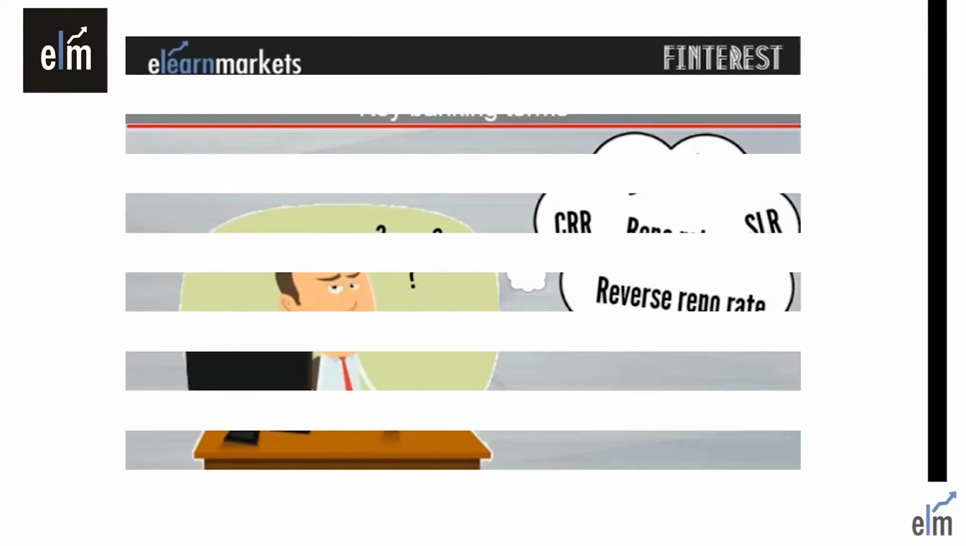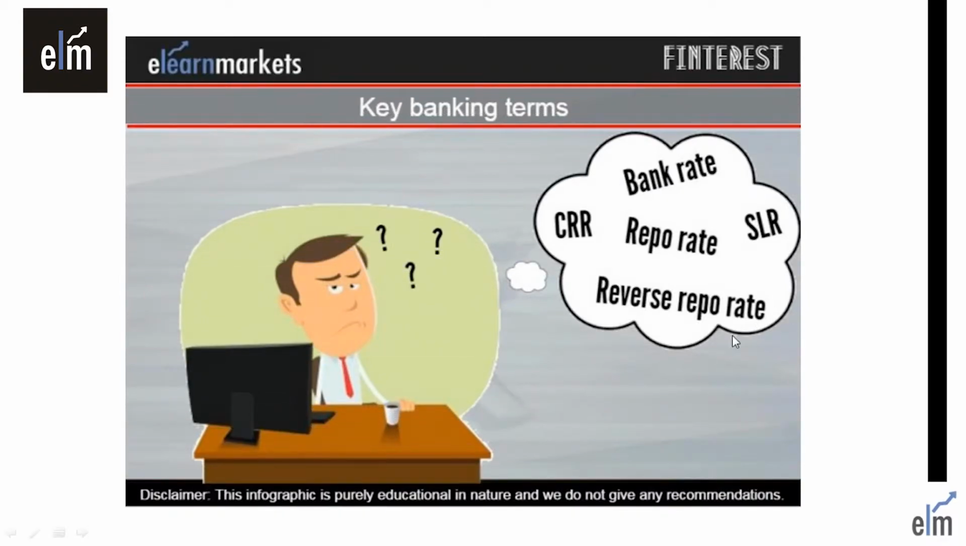Now let us understand the various instruments under the monetary policy. These are the CRR, bank rate, repo rate, reverse repo rate, and SLR. Let us understand the bank rate first.